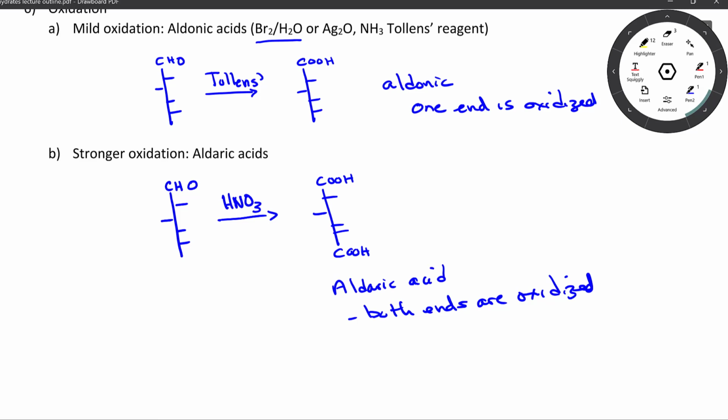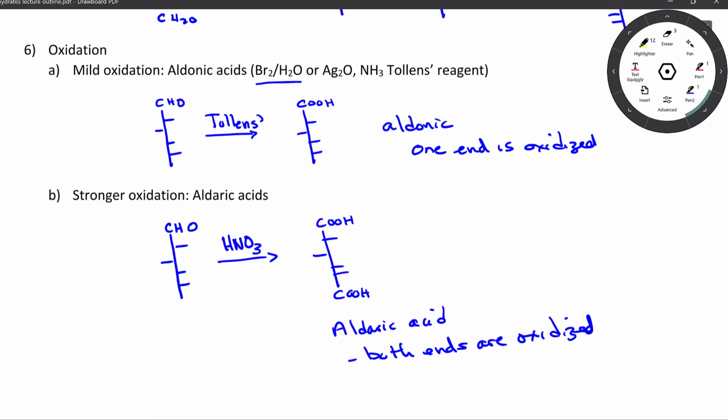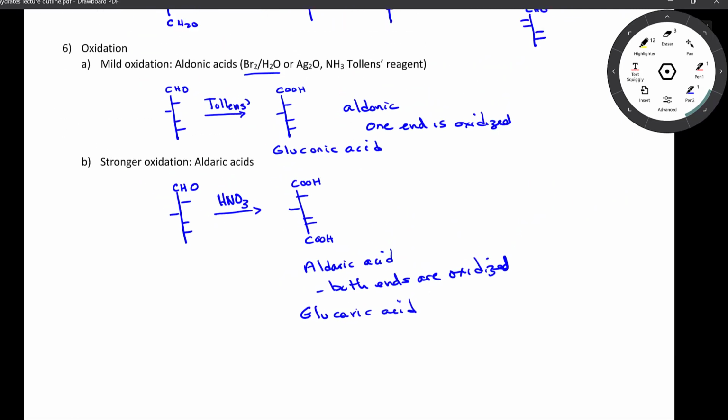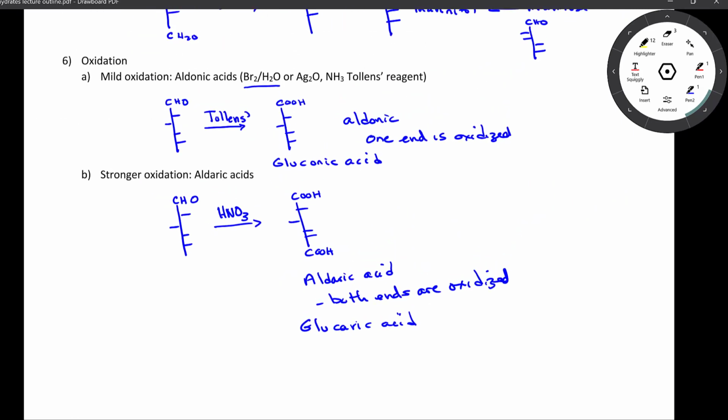So this aldonic acid would be called gluconic acid because it's the aldonic acid, and this is glucaric acid because it's an aldaric acid. So hopefully that made some sense to you. Oh, and that's it. There's a bit more chemistry to cover, but we'll save that for the next lecture.